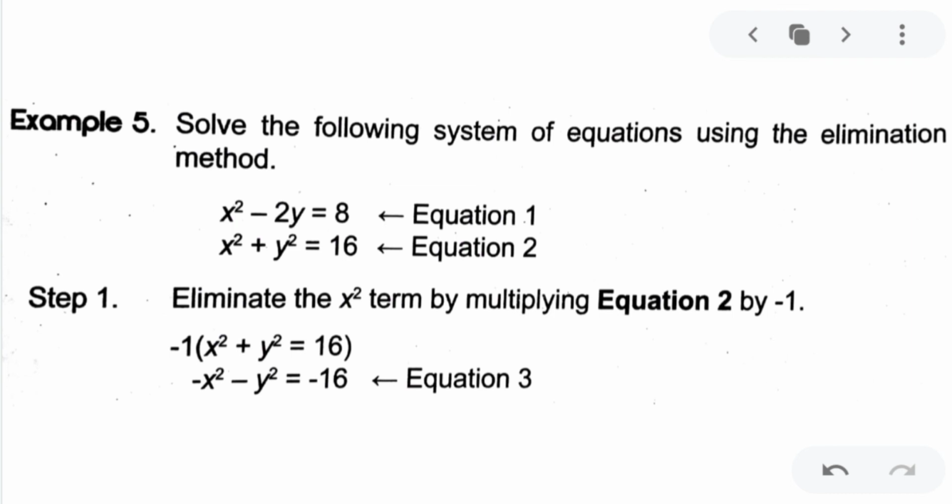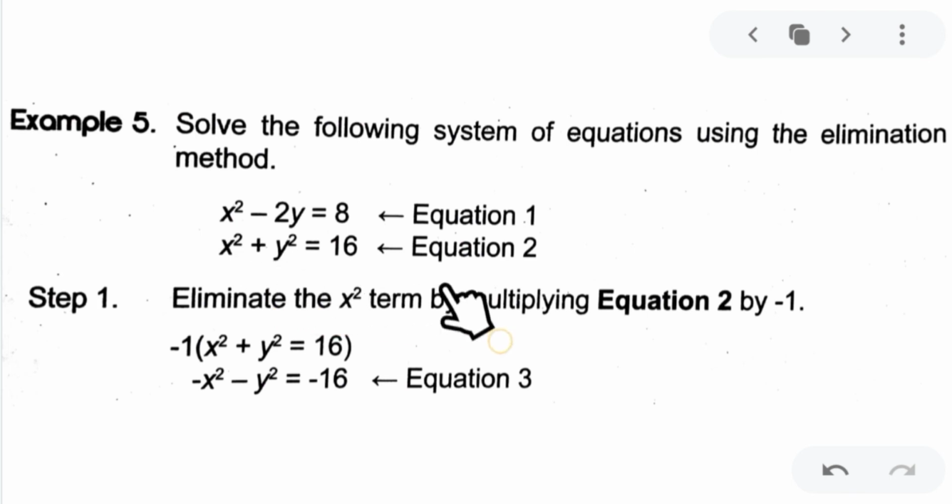Another example I have here, example 5: solve the following system of equations using the elimination method. This is your equation 1, x squared minus 2y equals 8. Your equation 2 is x squared plus y squared equals 16. Since we can't eliminate either variable right away, we have to multiply an equation so we can find the values. We will use equation 2. Why? Because it is easier to eliminate since it doesn't have coefficients on its variables.